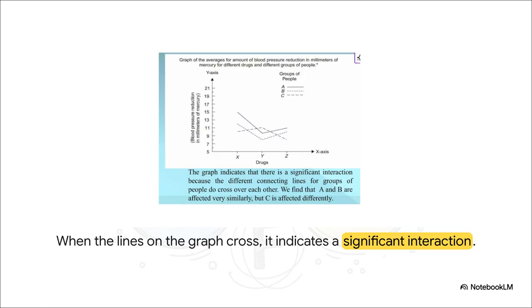This chart right here is the perfect picture of an interaction. See how the lines aren't parallel? They actually cross. Look at that. Drug Y seems great for Group A, but for Group C, it has a negative effect. That crossover is the dead giveaway. It's a super important discovery that you would totally miss if you were just doing a simple one-way test.